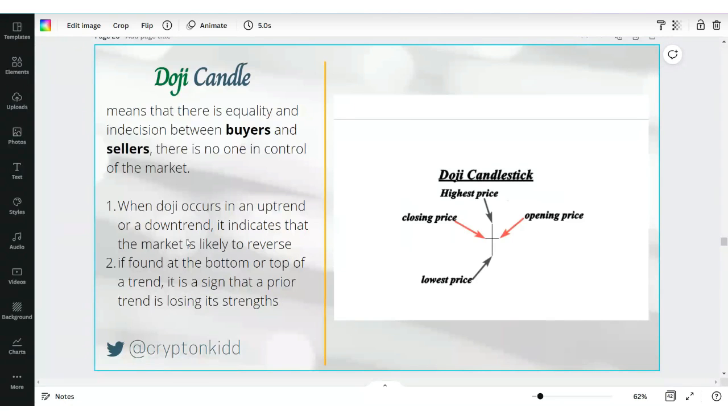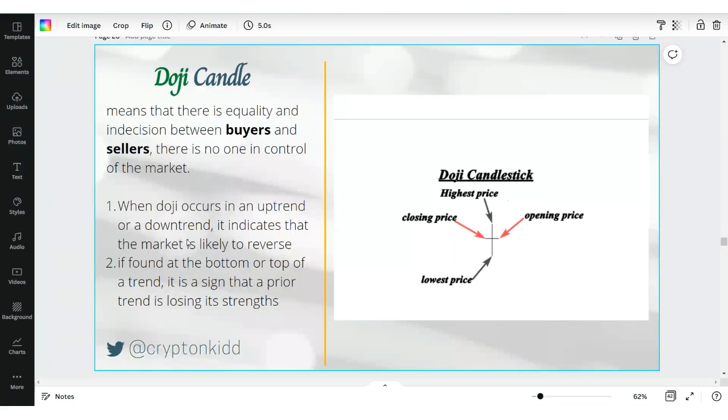All right, guys, that's point number one. Point number two, when you see a Doji candle at the bottom or at top of a trend, it is a sign that the previous trend is already losing its strength. So what it means is that if the previous trend is an uptrend and you see a Doji candle, the bulls are losing their strength and the market is about to reverse.